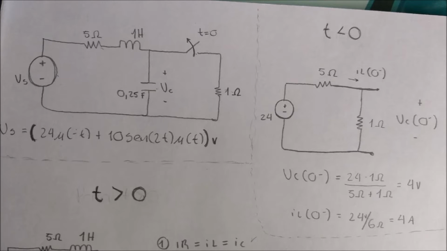The first thing we will do is evaluate the circuit at t less than 0 to find the initial conditions of the circuit. In this case, the coil becomes a short and the capacitor an open circuit. We find the voltage in the capacitor and the current in the inductor.